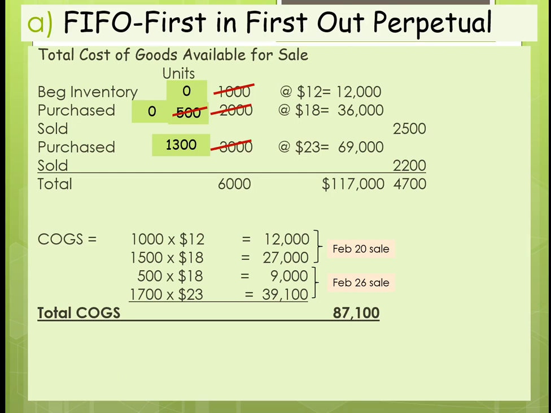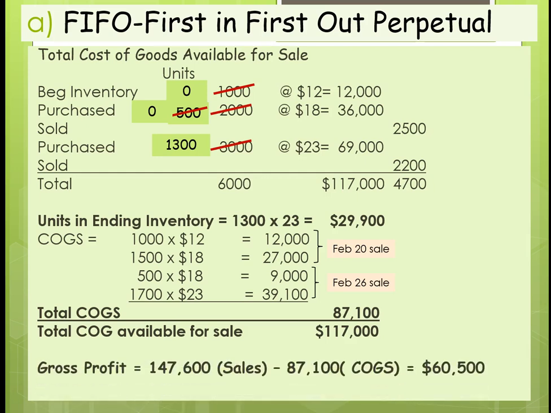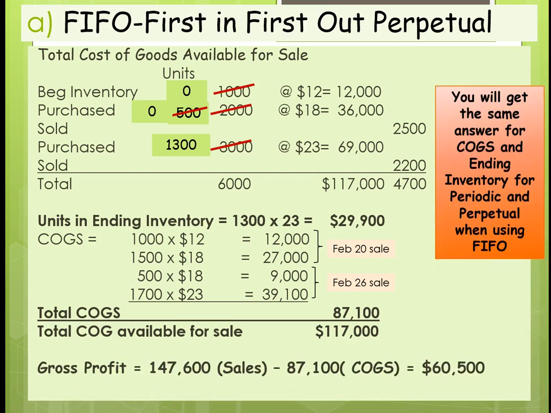Now we've got our total cost of goods sold. We've got our units and ending inventory, which are at the most recent costs. So that totals our cost of goods available for sale if we add up ending inventory and cost of goods sold, and our gross profit is $60,500. Again, you get exactly the same answer for perpetual and periodic when using FIFO, and that's why under the international standard, it's the only one they allow. They do not allow LIFO.